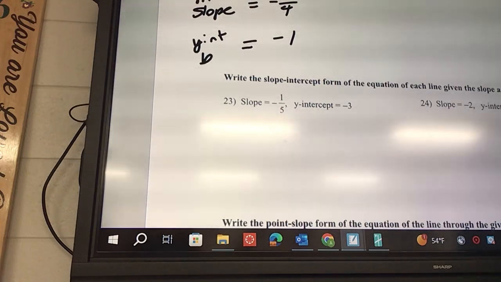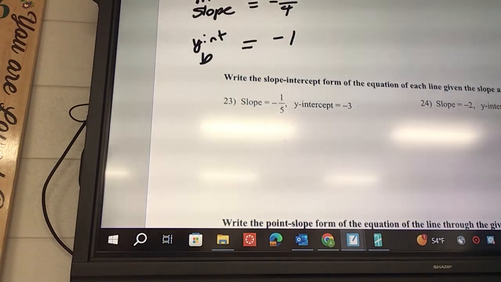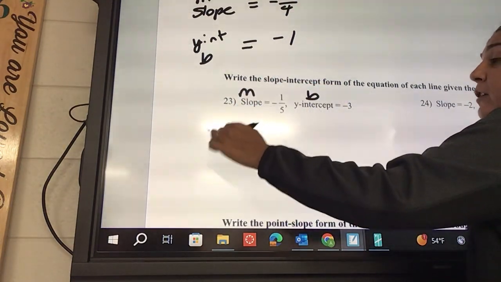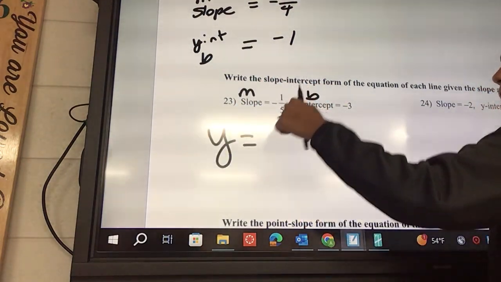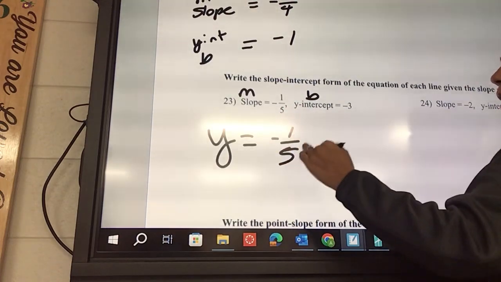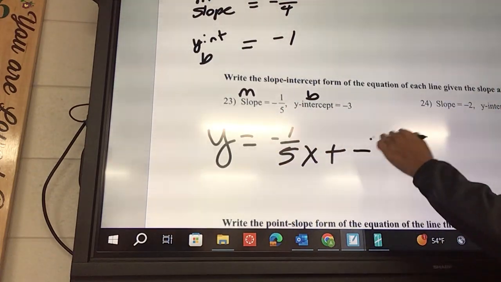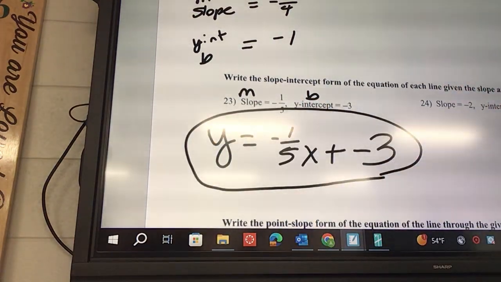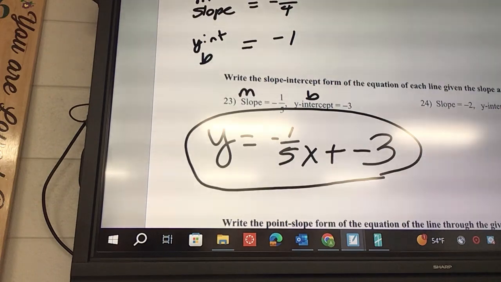That is y equals mx plus b, where m stands for our slope and b stands for our y-intercept. So this is my m, this is my b. It goes y equals, my m is negative 1 over 5, x plus my b is negative 3. Typically you're not going to see a plus minus like that, but that's how I wrote it. If you can get that far, I'm calling it good enough.